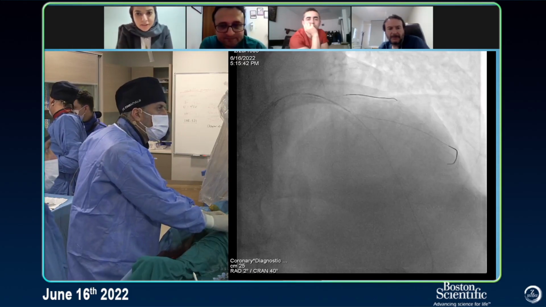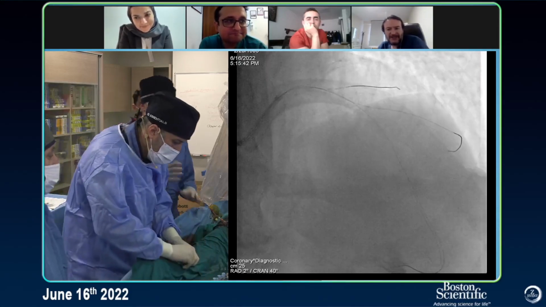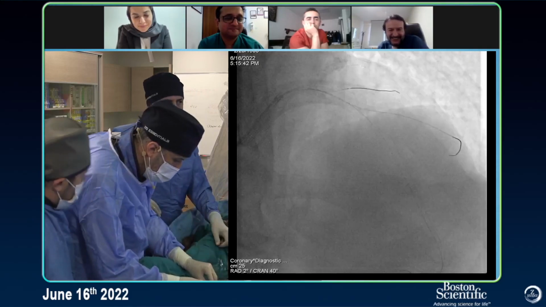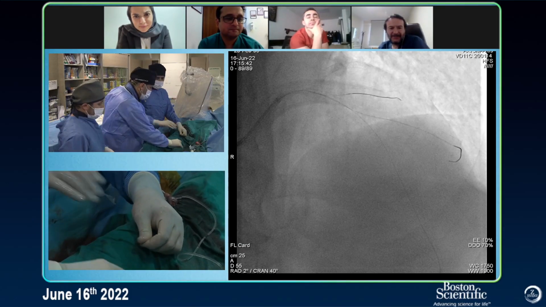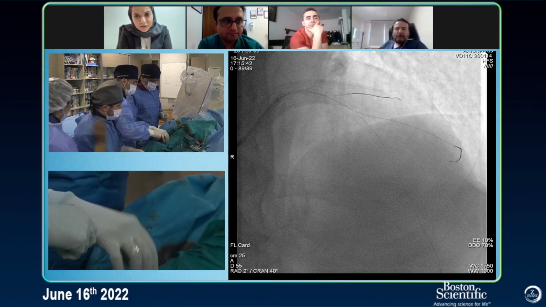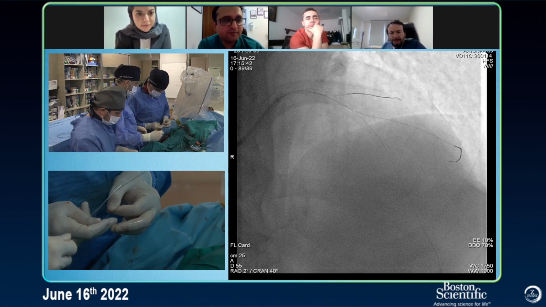Ömer also likes nano crush. So guys, I like to touch with the 3.75 that lesion once more, and then I go diagonal. What do you think? Diagonal first, yeah. You should definitely balloon the diagonal first. Yeah, balloon it first because there's no flow there.